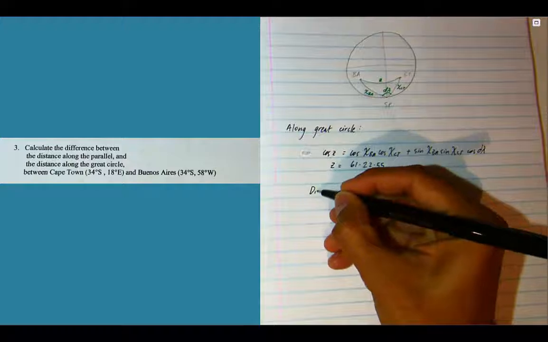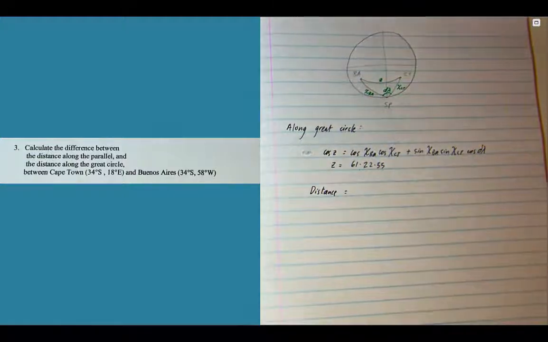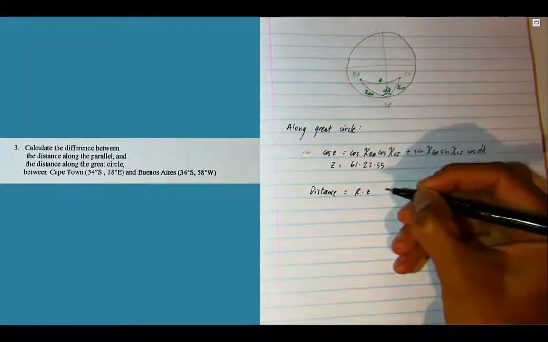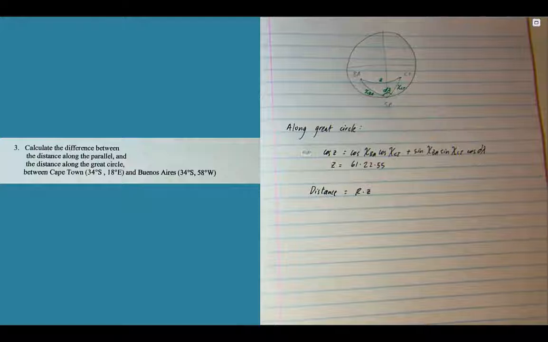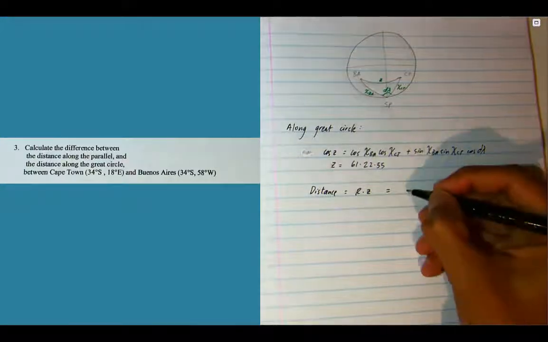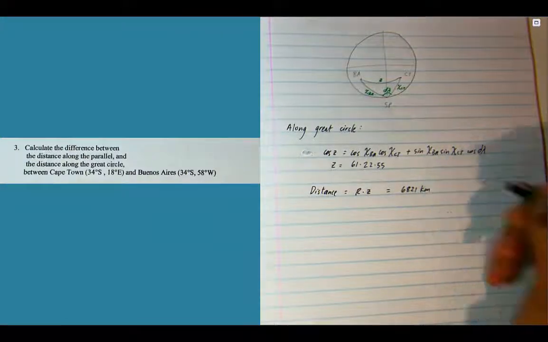Z can now be converted into a distance on the globe by multiplying the radius of the Earth by Z in radians, and that works out to be 6821 kilometers.